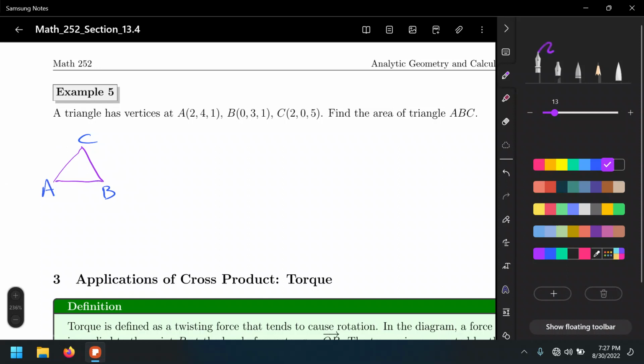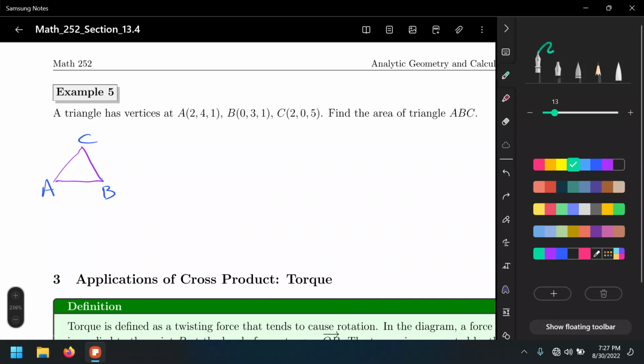But the area of the triangle, isn't it half of the area of a rectangle? And if we extend this triangle, this forms a rectangle. So we can find the area of this rectangle and divide it by 2. But now we need 2 vectors in this case, so we can find the cross product, find the magnitude of the cross product, which will give us the area, and then divide by 2. We don't have two vectors, but we have information to define two vectors.